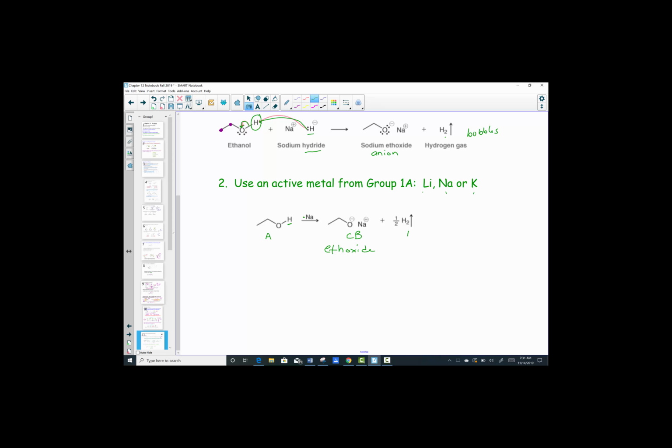The hydrogen gas would still bubble in solution. Notice how they balance this: saying 1/2 of H2 is 1 hydrogen. If you wanted a full mole of hydrogen to balance, you would need 2 moles of sodium to do so. So that's just keeping the equation balanced.